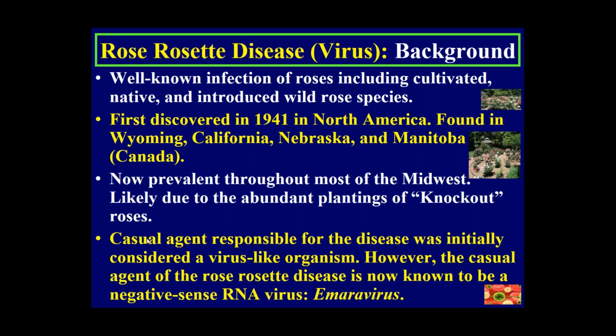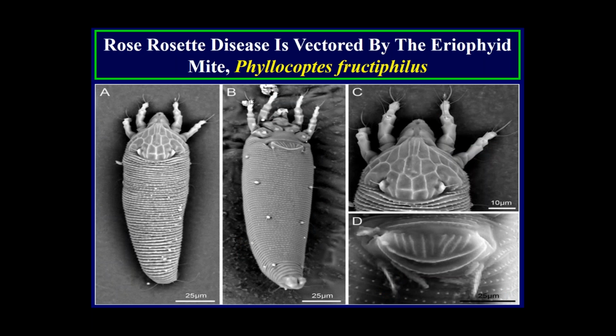So initially, we did not know what was the cause of RRD. But because of PCR tests and DNA and genetic work, it has now been called an emaravirus. It's a negative-sense RNA virus, transmitted by an eriophyid mite. Well, that eriophyid mite is Phyllocoptes fructiphilus. You cannot see eriophyid mites very well with the naked eye. You need a microscope, a high-powered microscope.